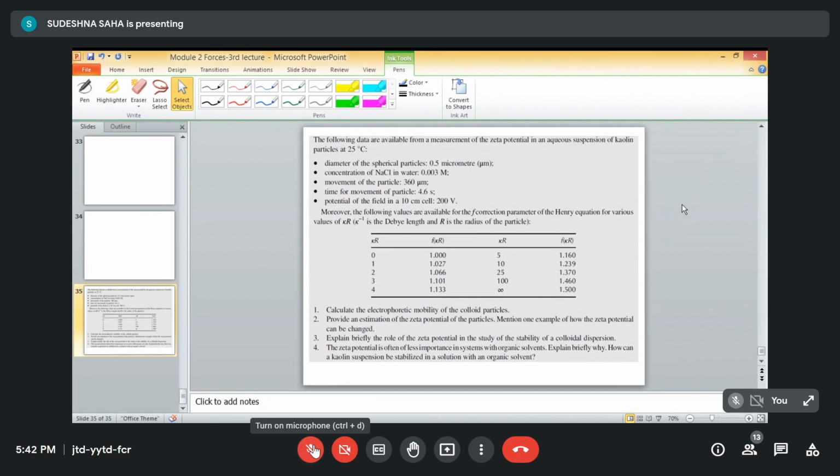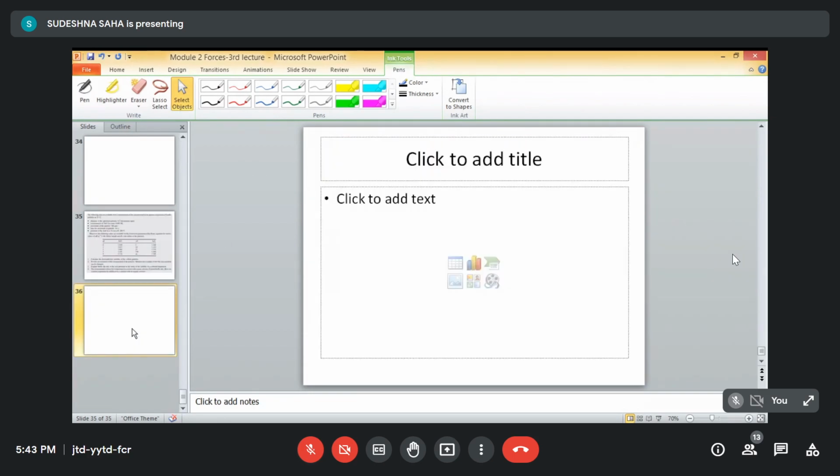Although I haven't taught Henry's equation, I will tell it a little here and then solve the whole problem, because I have mentioned two equations, either Smoluchowski or Hückel. If Henry's equation is not given, you can use those. I will also say here why I am not using Smoluchowski or Hückel, and I will give the Henry's equation here, that is why I basically gave this problem. So you have to calculate the electrophoretic mobility of the colloid particles, provide an estimation for zeta potential of the particles, and mention the example of how zeta potential can be changed, and there are a whole sort of things. But let us go ahead with the problem.